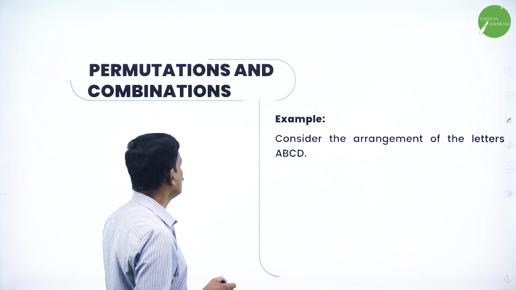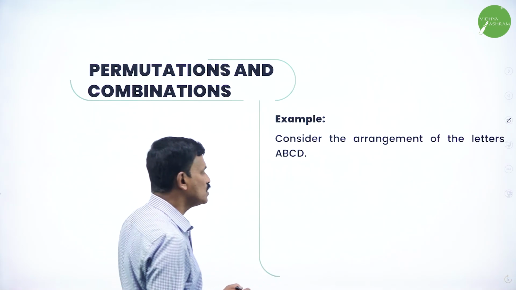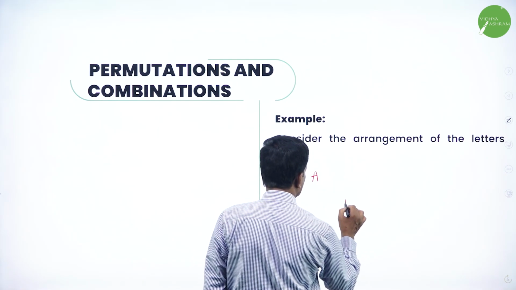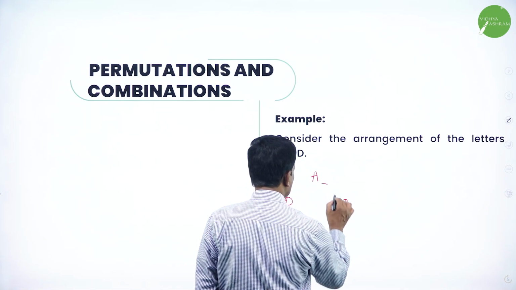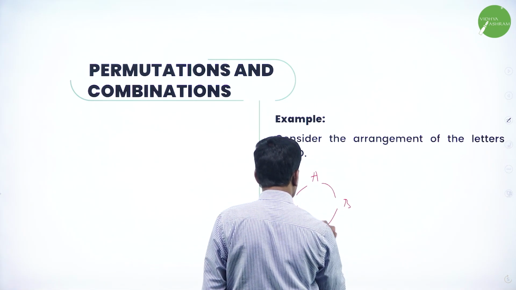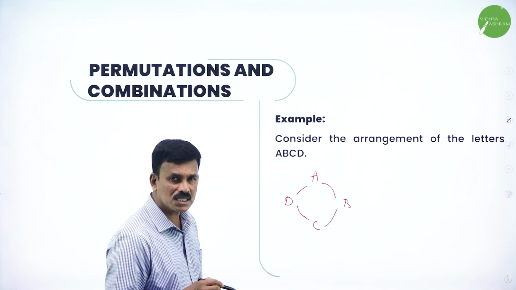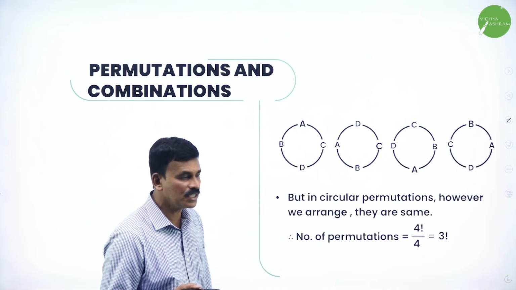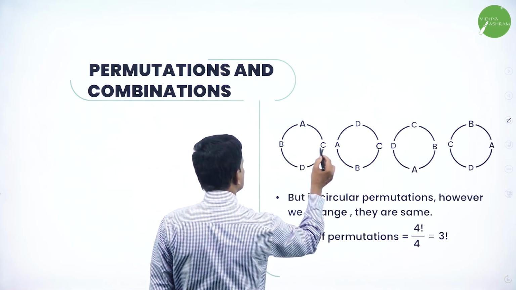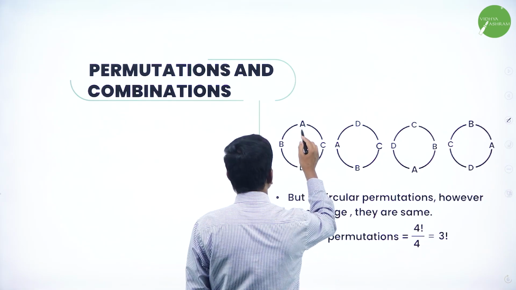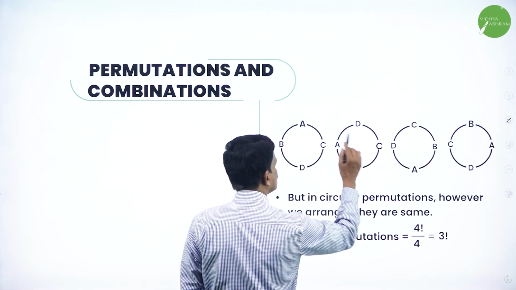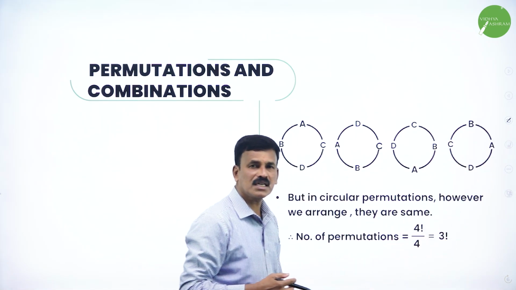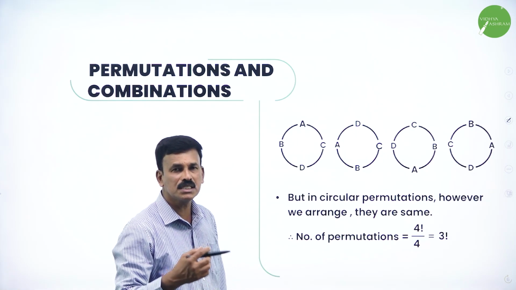Now, let us take an example. Consider the arrangement of letters A, B, C, D. So, A, B, C, D can be arranged in a circle, and you can join them like this, forming a closed curve. This is an example of a circular permutation. So, here how many ways can we arrange them? Let us start from this: A, B, C, D. Again, A, B, C, D. Again, A, B, C, D.